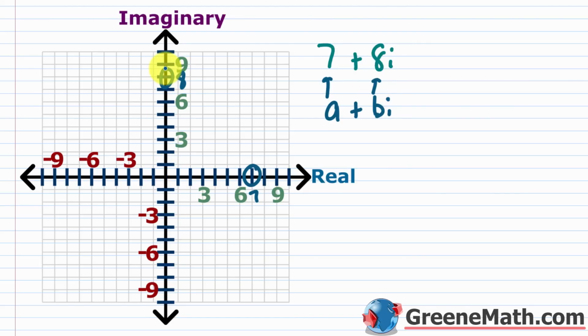So if I wanted to plot the point that represents this complex number, from the origin, I could go 7 units to the right and then go 8 units up. So that will put me right there. Or I could have started at the origin and went 8 units up and then 7 units to the right. Again, whatever you want to do. So this point represents the complex number 7 plus 8i.